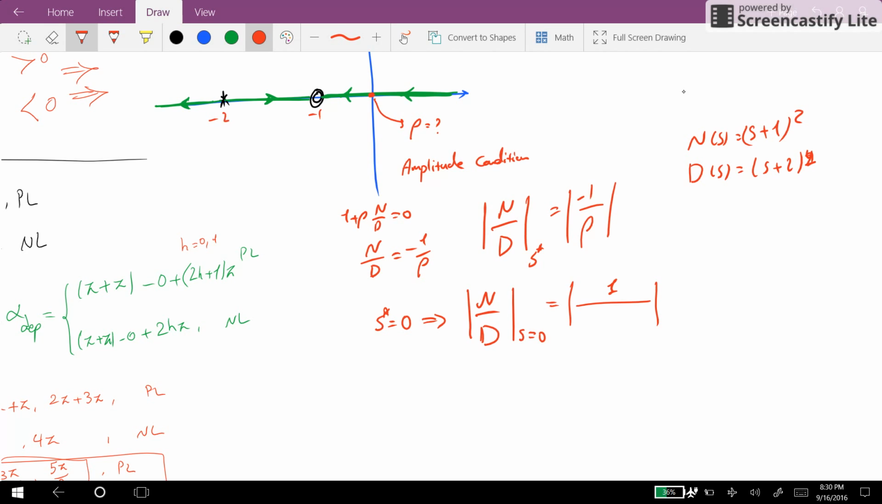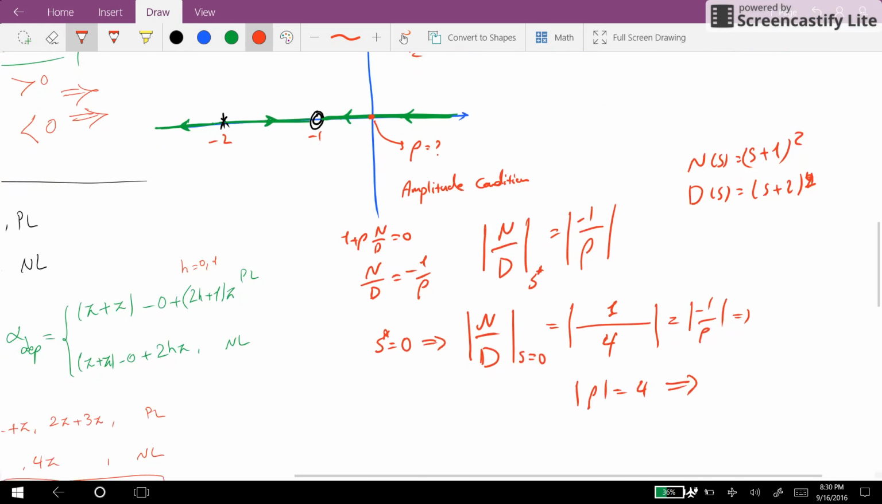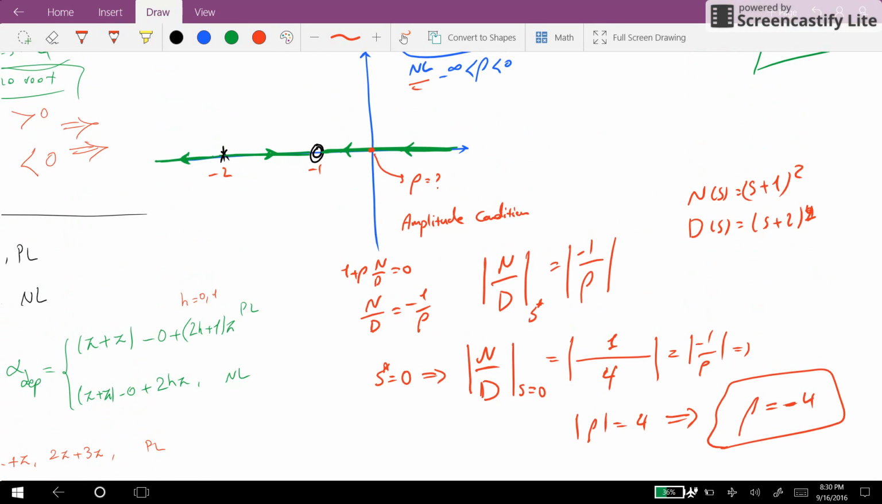So here we have minus 1 and minus 2. And the amplitude coming from the d will be equal to 2 to the power of 2, which is 4. And this is equal to minus 1 over rho. Therefore, the amplitude of rho is equal to 4. And since we are in the negative locus, the sign of rho will be negative. As a result, rho is equal to minus 4. So this is the first point that we can make. And from here, we say that if rho is smaller than minus 4, we have a stable system.